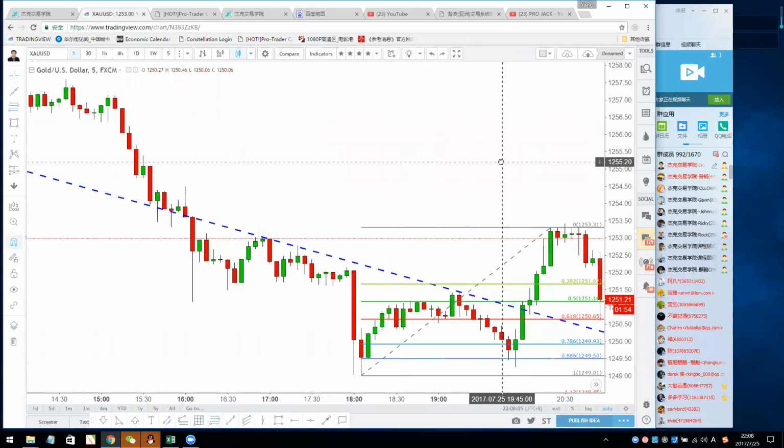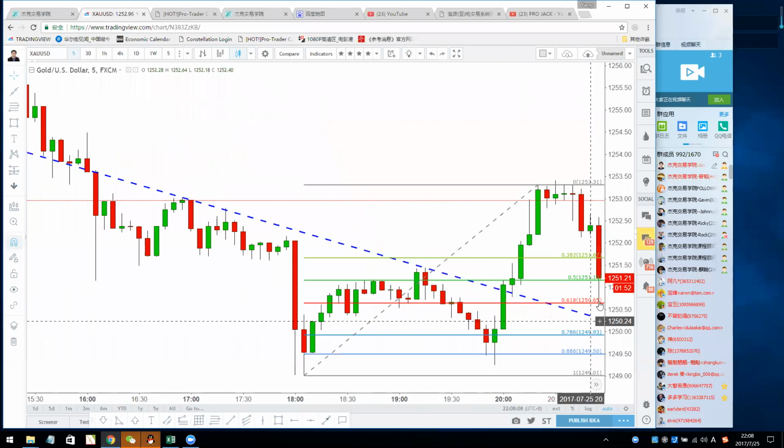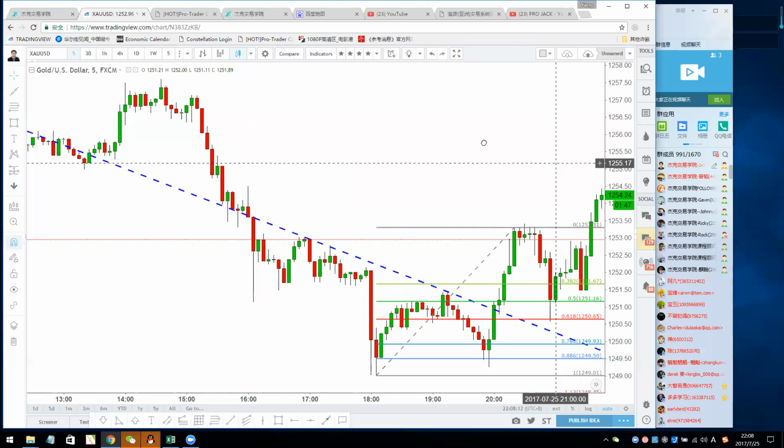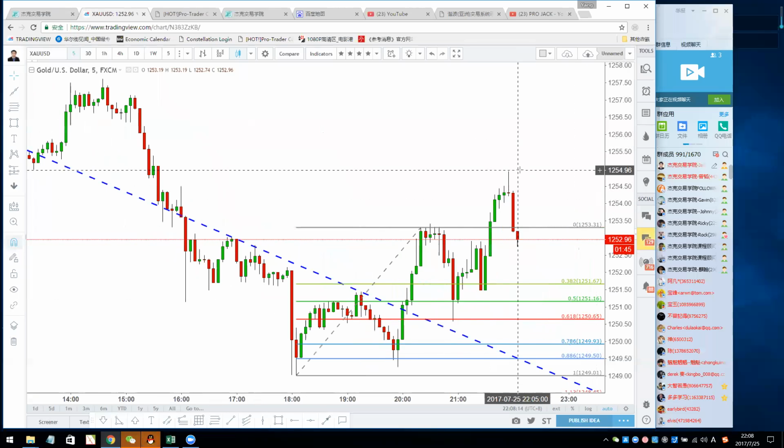Okay, pull back. Oh, boom, it touched. Okay, so you can buy here. Stop loss low, and then you have your first target, your second target. Okay, very, very simple, similar strategy, but it works well every time.